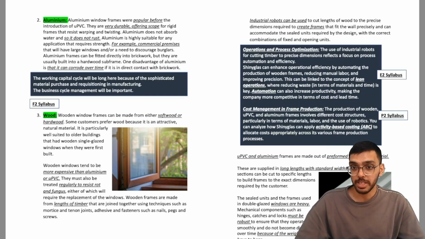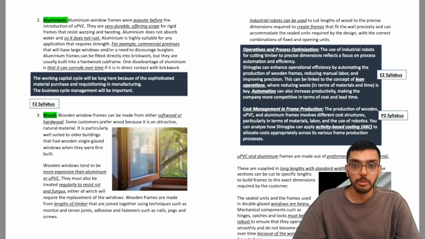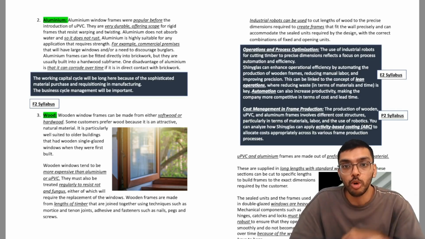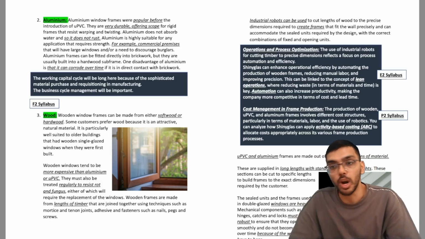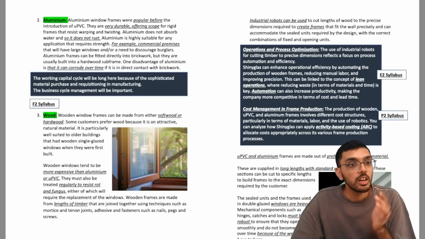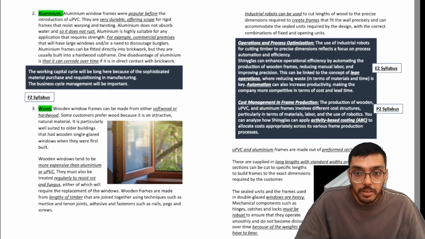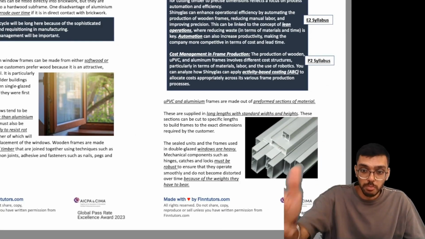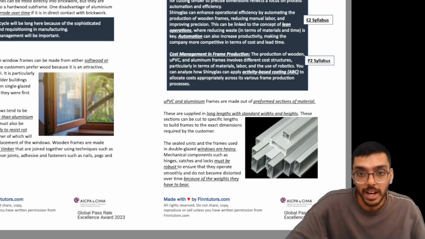Also, like I said, ABC, I'm bringing it in again. The production of wooden, UPVC, aluminum frames involves different cost structures, particularly in terms of material, labor, use of robots. So again, activity-based costing, because we have different products, different needs, different inputs into different products. Could be the need of the hour. Next. So just pointing this out so that the concept of ABC is clear for you and you go back and revise it.